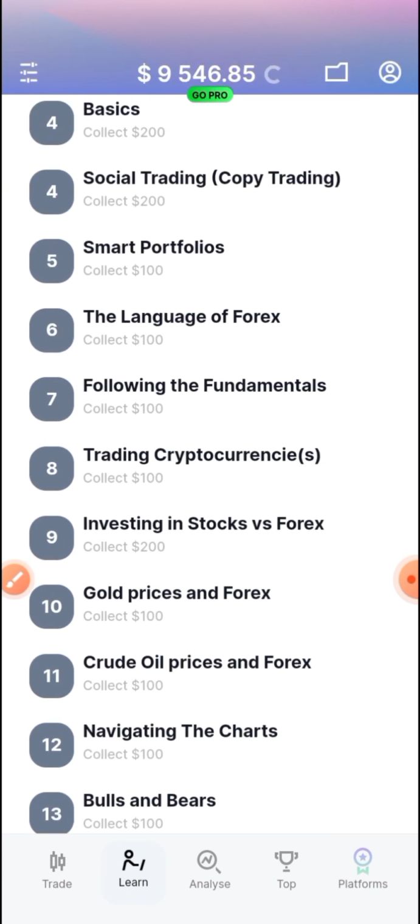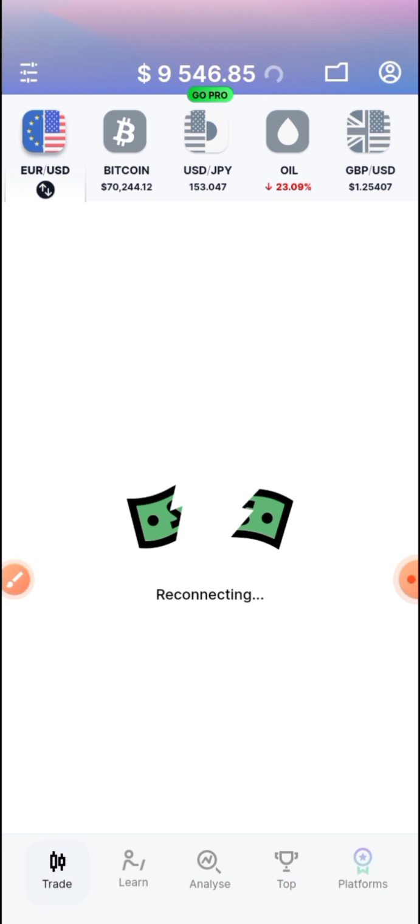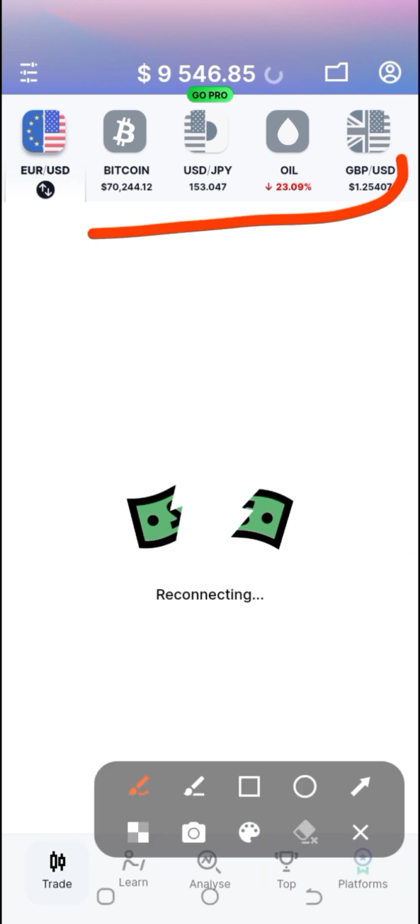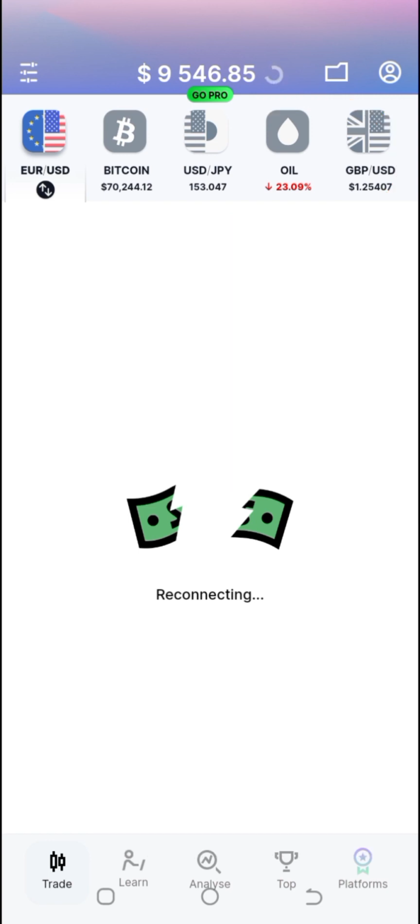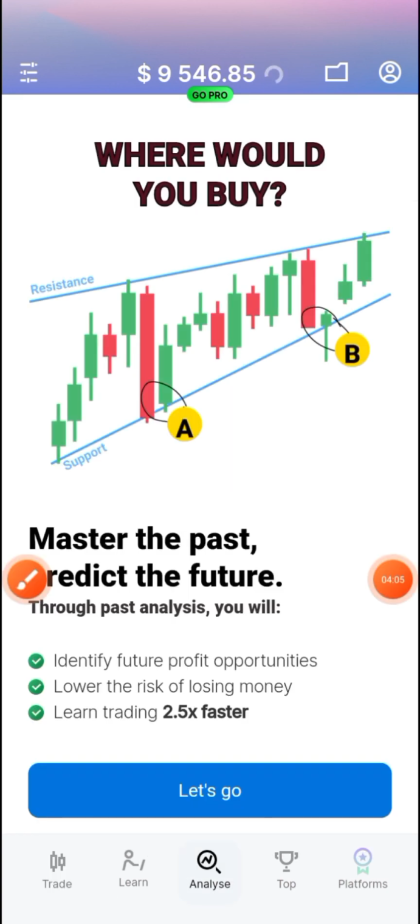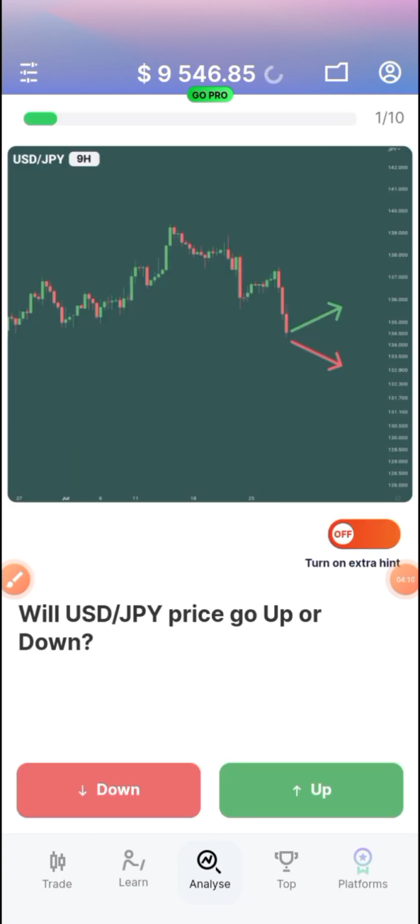So one of the ones I like is the fundamental ones. You can take advantage of that one. So if you want, you can also go to trade, and you can be trading these assets you are seeing here at the top. Okay, let's go to analyze real fast, and you can see you can also analyze. You can click here on let's go. Right, and you begin analyzing if you wish.